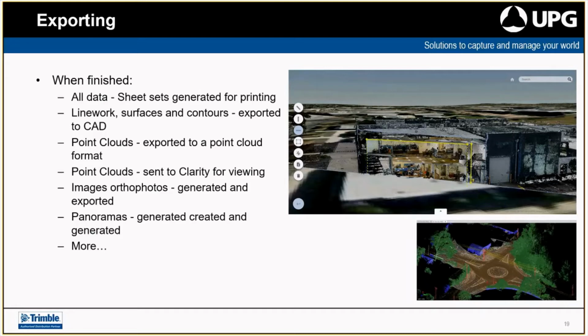The other option is to go to Clarity. So in the top right here, you can see an image of a point cloud in, for want of a better term, the cloud. This is Clarity. What we can do is upload a point cloud and line work and also surfaces to Trimble Clarity, and that will allow you to host that particular project and share it with customers. You can share them a link.